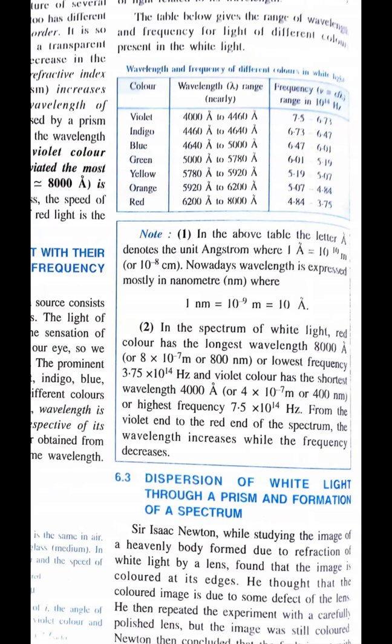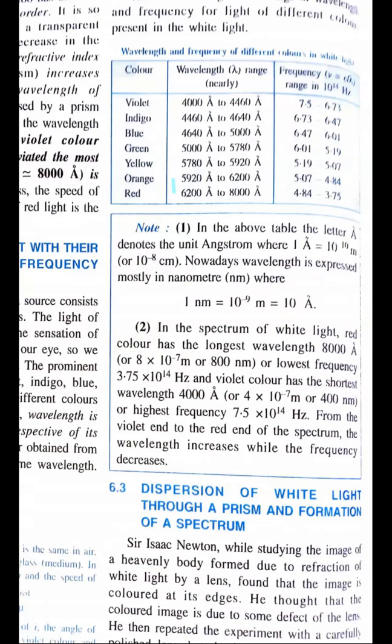From the violet end to the red end of the spectrum, the wavelength increases while the frequency decreases. When we go from violet to red, wavelength increases and frequency decreases. Here you can see the increase in wavelength. Frequency is written as nu. Look at the symbol of nu, it is like this. Nu decreases.